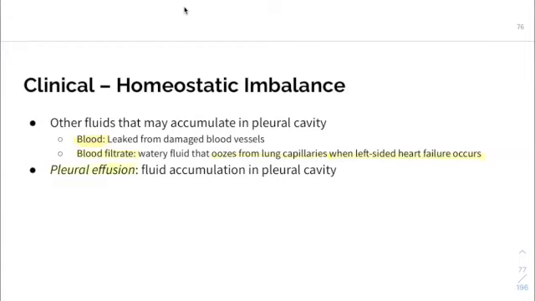Pleural effusion. Anytime you see effusion of anything, it's a massive collection of fluid in that area. So pleural effusion: pleural is that cavity around the lungs, and effusion means there's fluid accumulation in that pleural cavity.